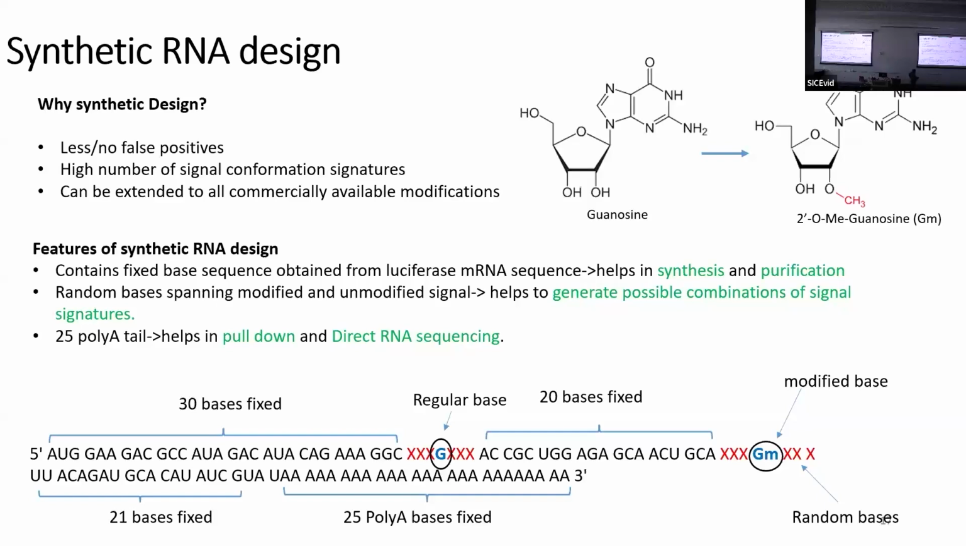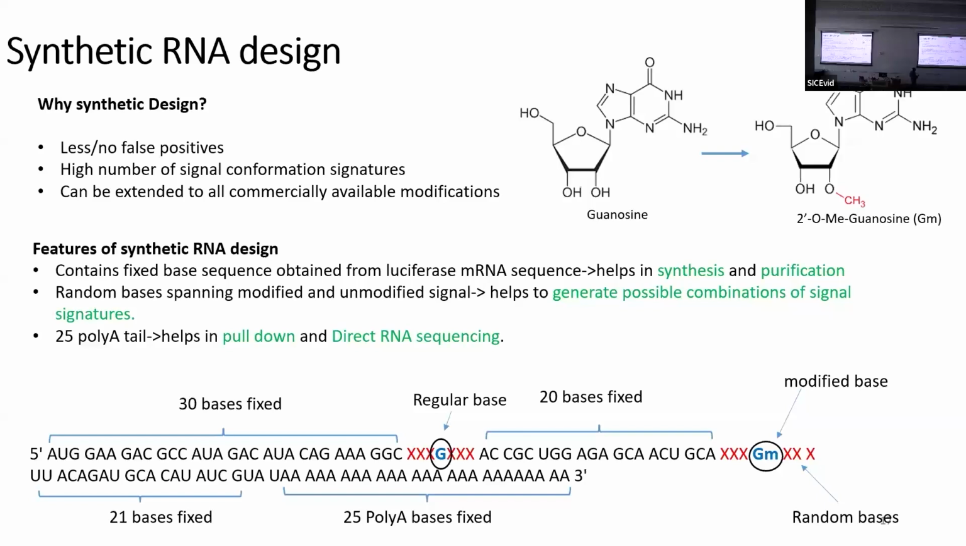So we used a luciferase mRNA sequence as a backbone because these are established sequences. There is no tying around, structure forming, and all kinds of stuff. And we wanted a molecule to be long enough and have a poly A tail, because the protocol for direct RNA sequencing has a poly A.